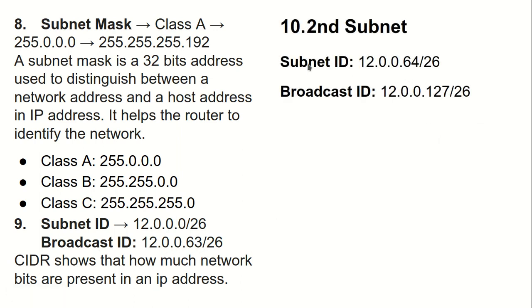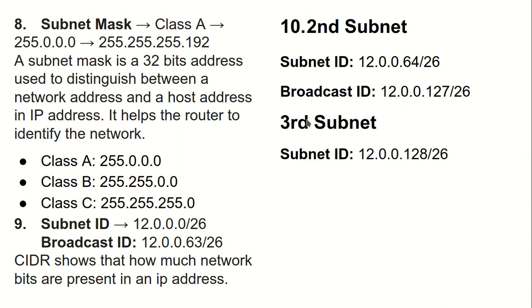After that, we take the subnet ID by adding the 64 to the previous subnet ID. 0 was the previous subnet ID. We now add the 64 that I have shown you. Adding it to 0, it becomes 64. And after that, 64 is added again to the broadcast ID: 64 and 64 becomes 128. 128 minus 1 is equal to 127.